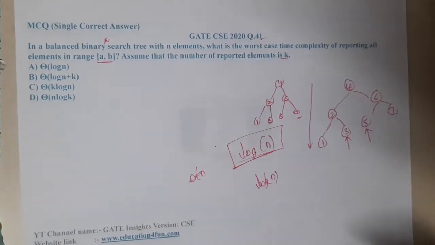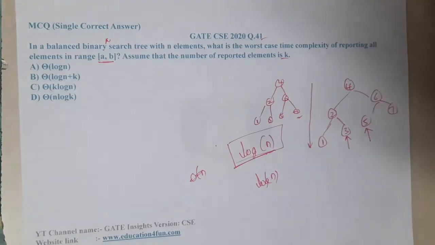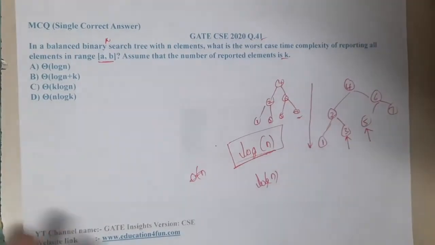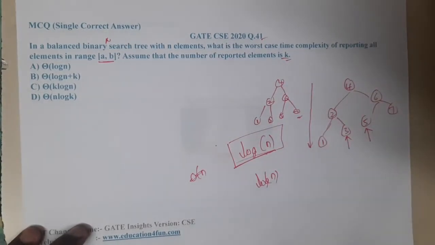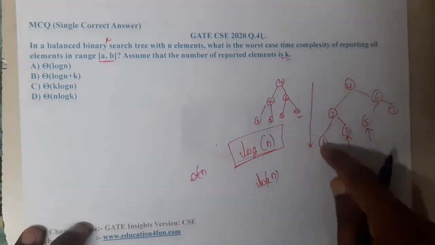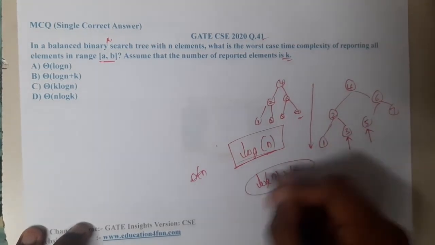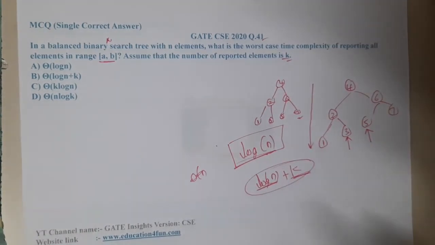Once you have found them, is the question done? No. If it were done, A would be the answer, but the question is not done there. You need to find the elements between them also. How many elements do you need to find between them? K elements. If it is 1000 elements, you need to traverse 1000 times, so that is why it is plus K. Whichever has the highest complexity will be selected at the end.